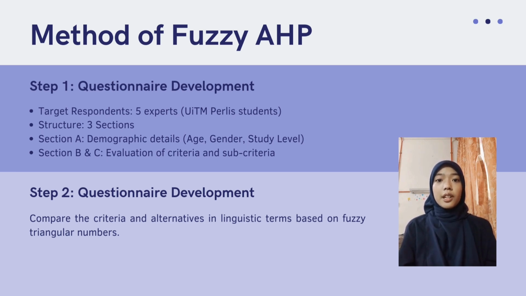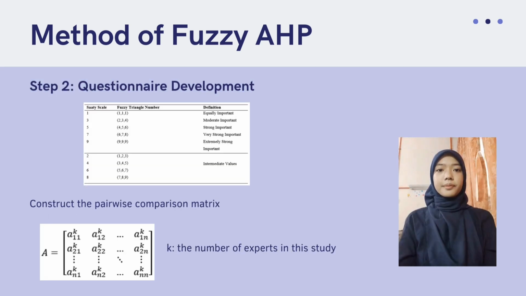In the second step, we refine our questionnaire development by comparing the criteria and alternatives using linguistic terms based on fuzzy triangular numbers. The reason we use fuzzy triangular numbers is that human judgment is often uncertain or imprecise. Thus, it helps to better model this uncertainty. Now, this is the Saaty scale along with fuzzy triangular numbers.